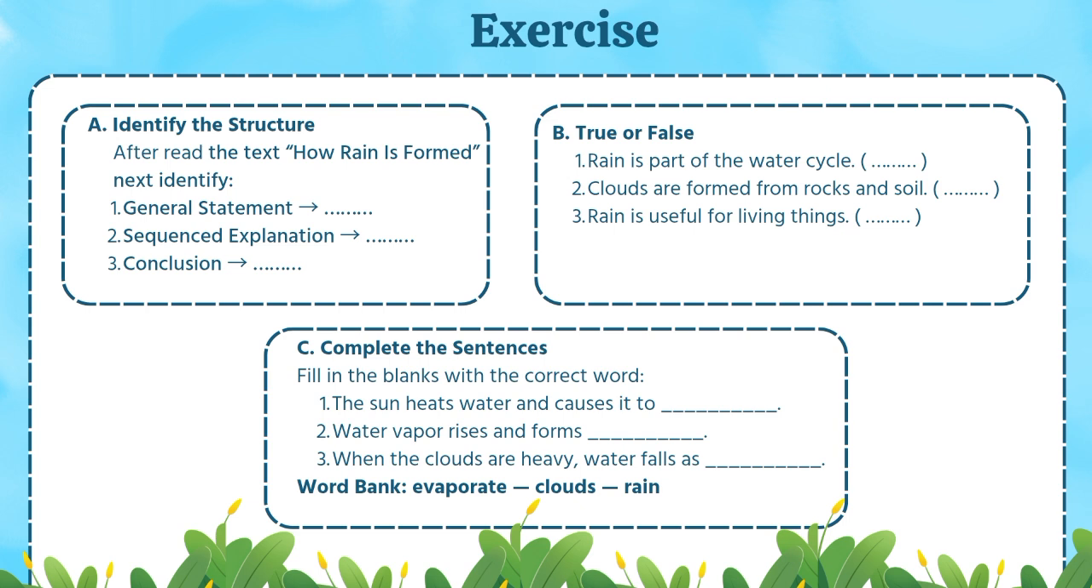The last part, complete the sentences. In this part, you must fill in the blanks with the correct word. Question number 1. The sun heats water and causes it to blank. Question number 2. Water vapor rises and forms blank. And question number 3. When the clouds are heavy, water falls as blank. You can choose the answers in the word bank. There are evaporate, clouds, and rain.